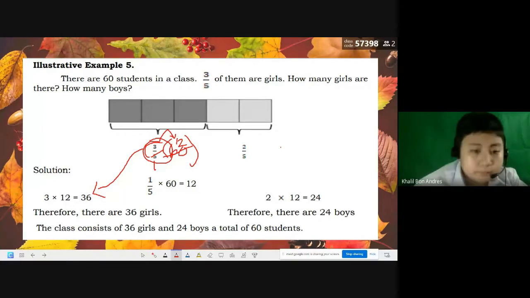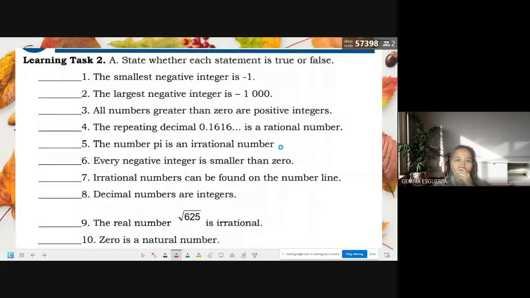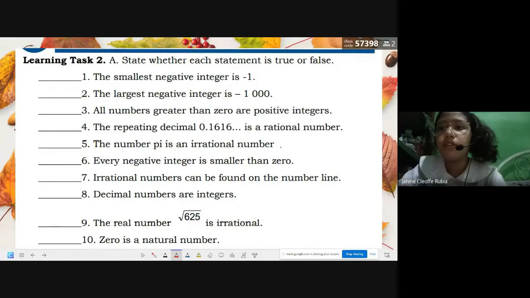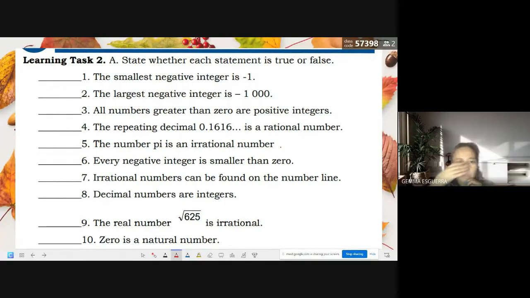Okay, next. State whether the statement is true or false. Number 1: The smallest negative integer is -1. True or false? Let me call on someone. Start with Janine. Janine, what is the answer for number 1? Is the smallest negative integer -1? False po. Okay, thank you.